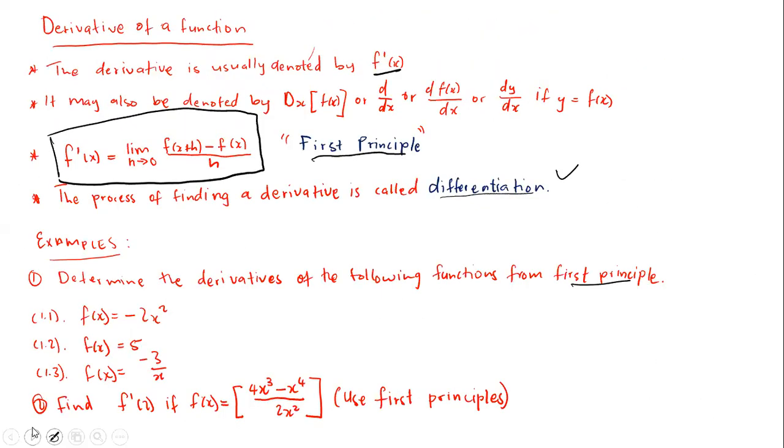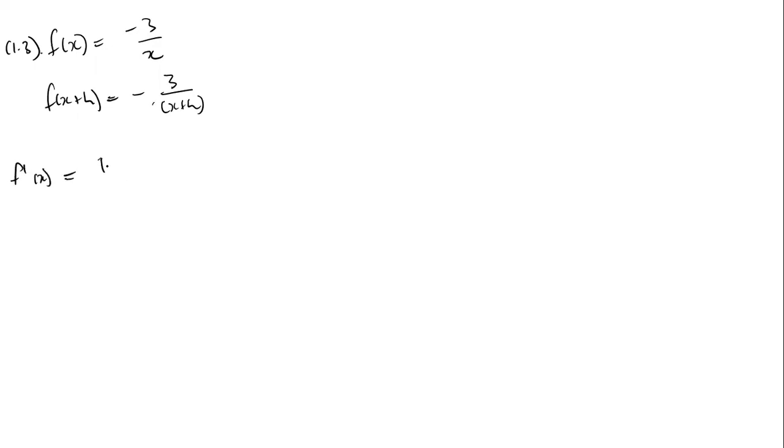And therefore, we move into another question, which is question number 1.3, which is this one. f of x is equal to -3 over x. So this is most definitely 1.3. Remember, we are going to determine f at x plus h first, which is equal to -3 over x plus h. Remember this one, I'm just going to write it in this way. And therefore, the first derivative of the function is equal to limit as h tends to approach 0, f of x plus h subtract f of x, divided by h.